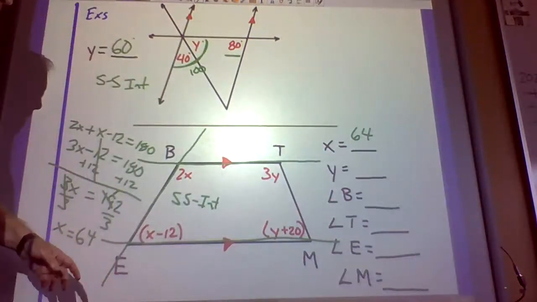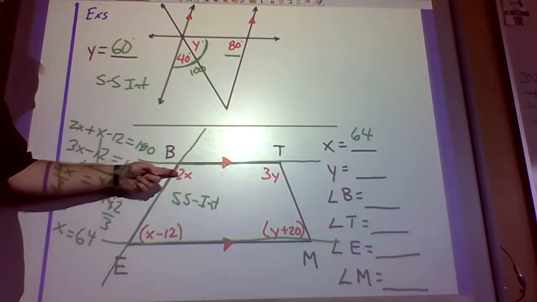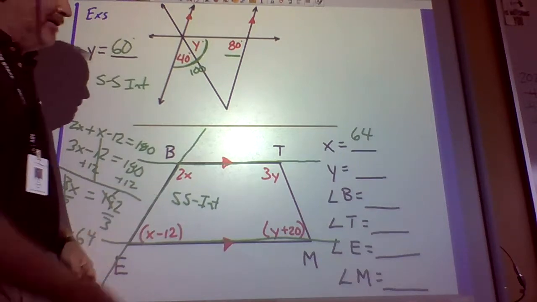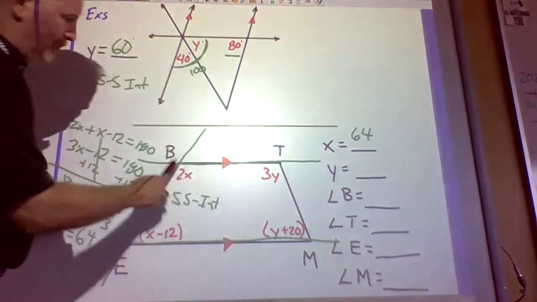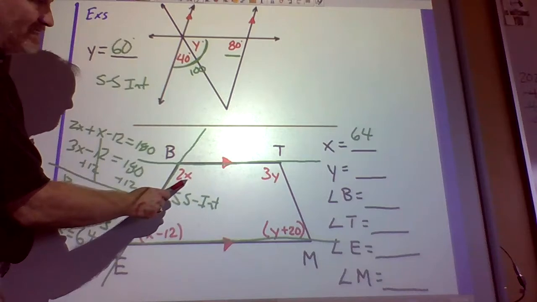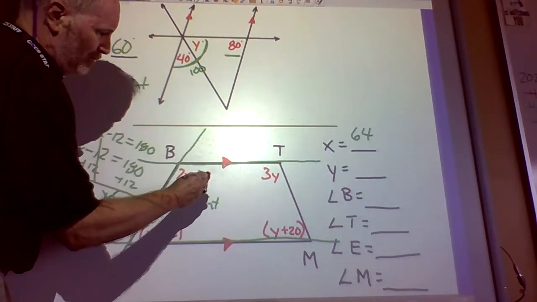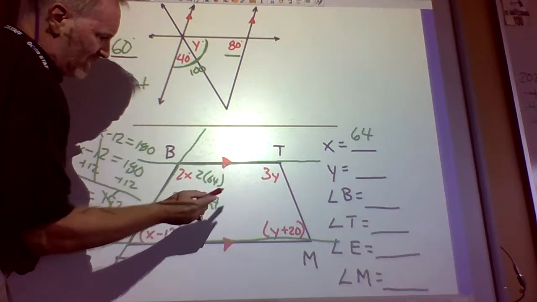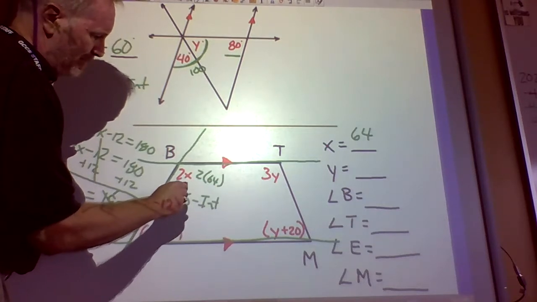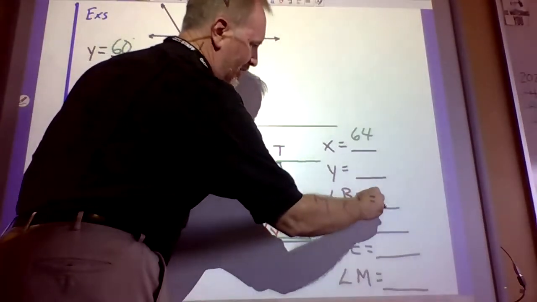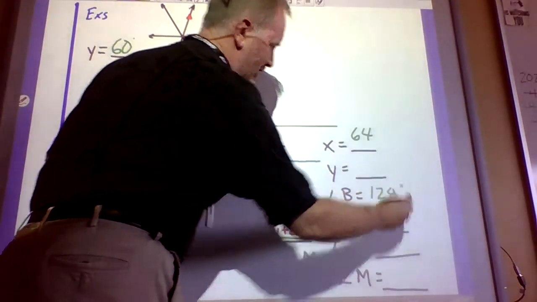And then that's going to help us find these two angles. So if we want to go ahead and do that, we can. I'll skip over y for a second. We'll go down to angle B. Angle B is 2 x's. Well, if x is 64, then this is going to be 2 times 64, which I think most of you all know is 128 degrees. So angle B is 128 degrees.